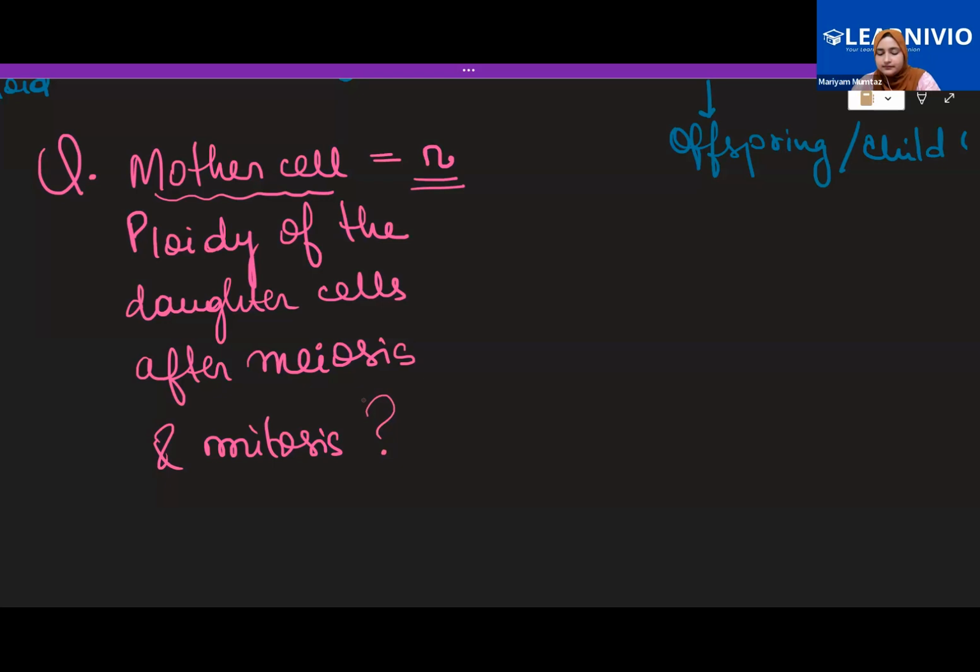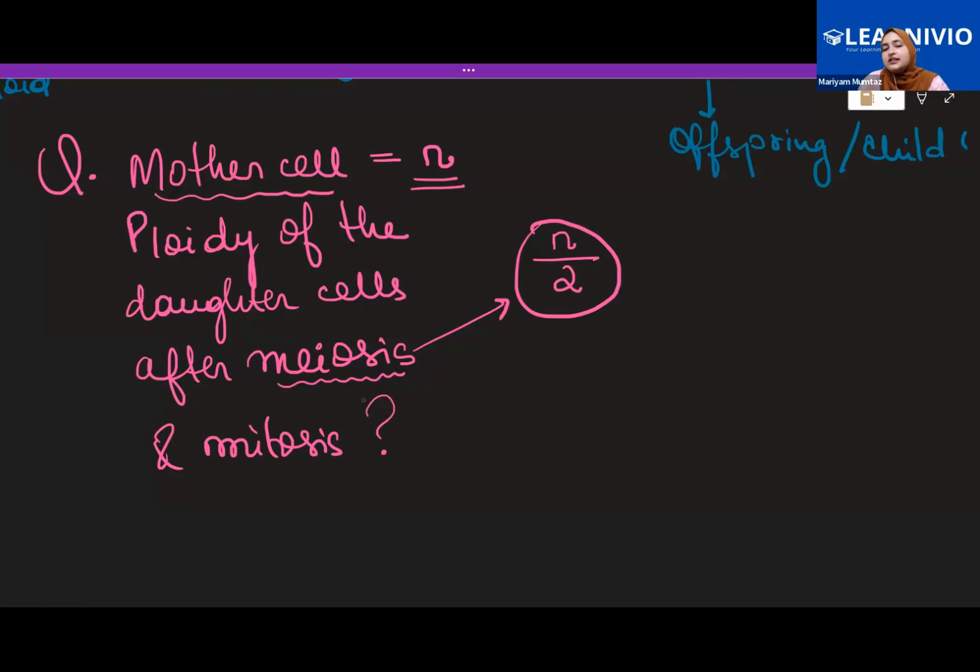Ma'am, n/2. So after the meiosis is done, what did I say? That meiosis is the reductional division. Reductional means the daughter cells will have half the number of chromosomes as compared to the parent cell. So n is the original number, half of n becomes n/2. So all the 4 cells that are formed at the end of meiosis will have n/2 ploidy. Clear?